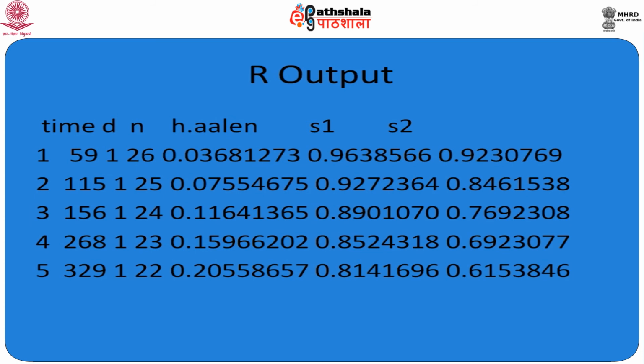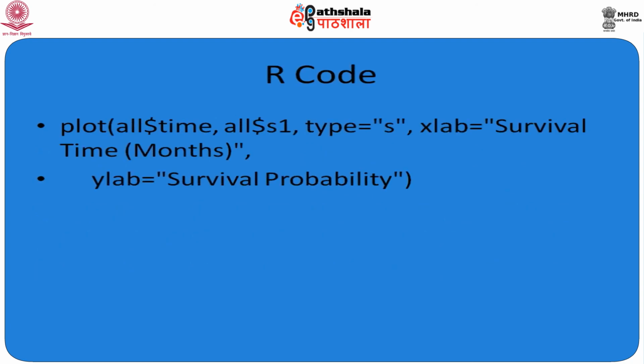Here the S2 is obtained through the survival Kaplan-Meier estimations, and S1 is obtained by the Nelson Aalen estimator, and the corresponding Aalen estimator, h.aalen estimator, and time and the number of patients died and the number of patients at risk are given in this plot. So it's very easy to compare the survival estimates obtained through Kaplan-Meier and Nelson Aalen estimator, and this is assigned to all. Now this all we are calling to plot in the next slide.